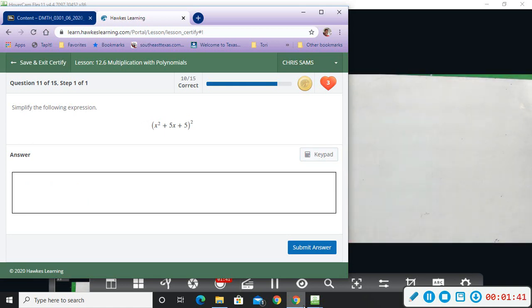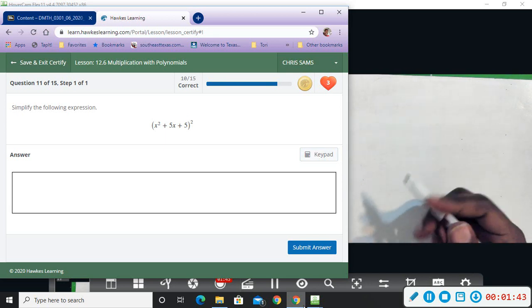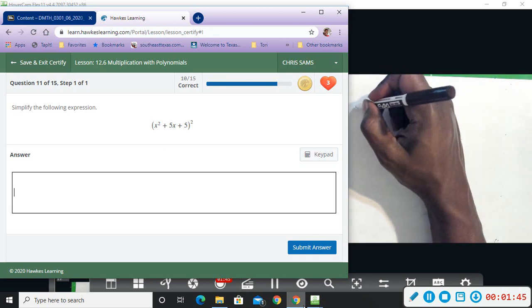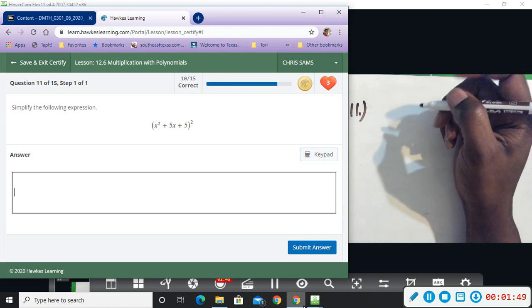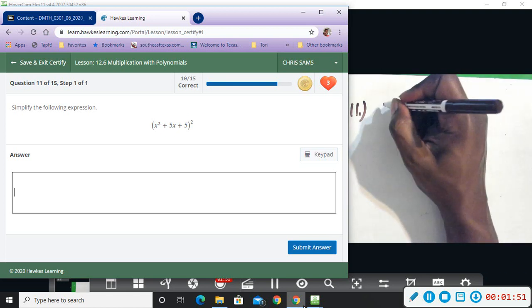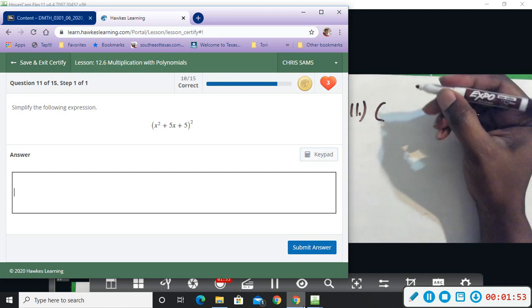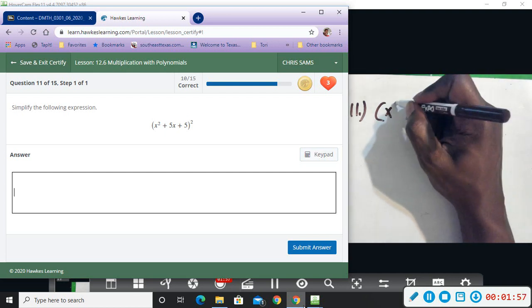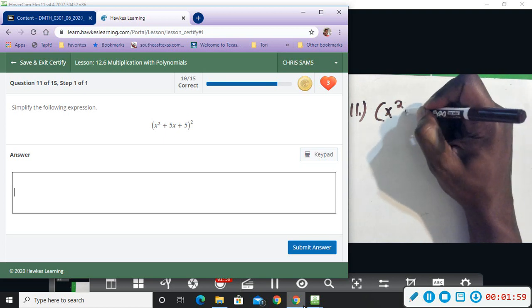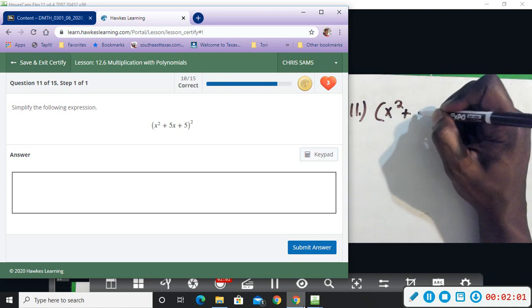Okay, so this one is going to be fun. Number 11. Now, be careful with this problem. The most common mistake that people want to do is just square everything and call it a day.